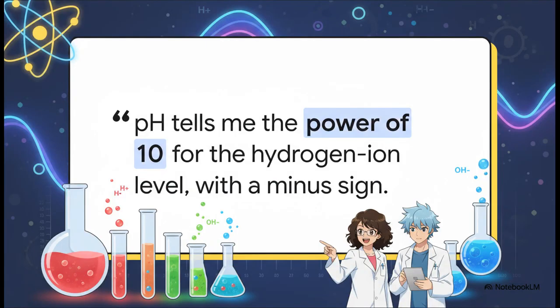So if you remember one thing, remember this. A pH value is just telling you the power of 10 for the hydrogen ion level, but with a minus sign slapped on the front. That's it. So when you see a pH of 7, what it's really saying is that the concentration is 10 to the power of -7. That's the secret. That's the code.